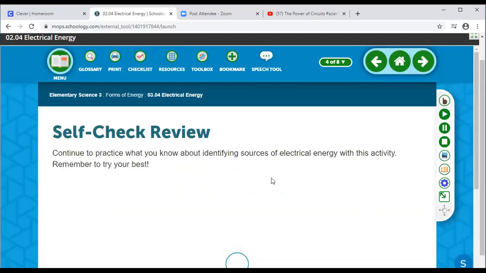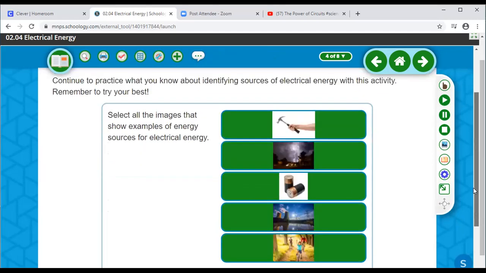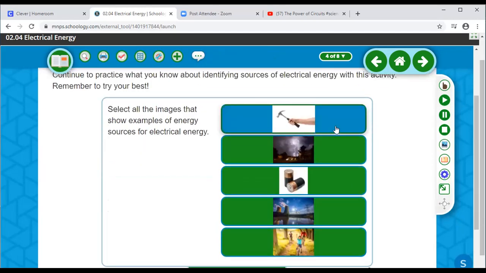So it says to continue to practice what you know about identifying sources of electrical energy with this activity. Remember to try your best. So I'm going to select all images to show examples of energy sources for electrical energy. I have a hammer, lightning, batteries, a power plant, and a family riding a bike.